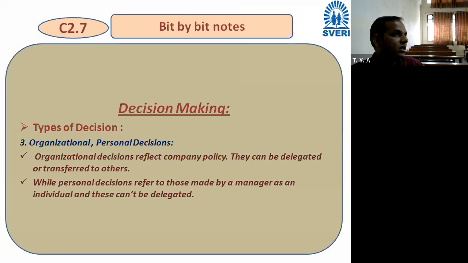And what does personal decision mean? Personal decisions refer to those made by the manager as an individual, and these cannot be delegated. The manager has decided that so and so work should be done, effective work in the organization, effective production, effective quality, whatever it may be. So it's his decision, right? You can say it's a personal decision of the manager. But can it be delegated to others? The manager takes a decision, and tomorrow says you carry it forward. Not possible, because we don't know his intuition. What is his intention? Why has he taken the decision? Another person may not know. So such decisions cannot be delegated. They cannot be handed over to somebody. So this is called a personal decision.